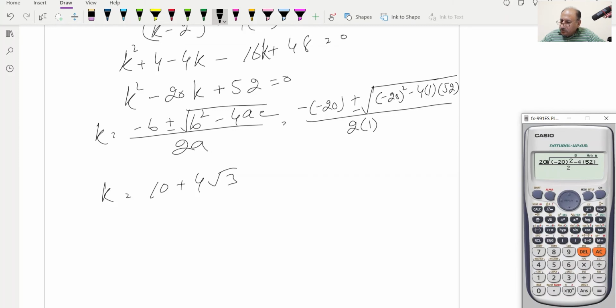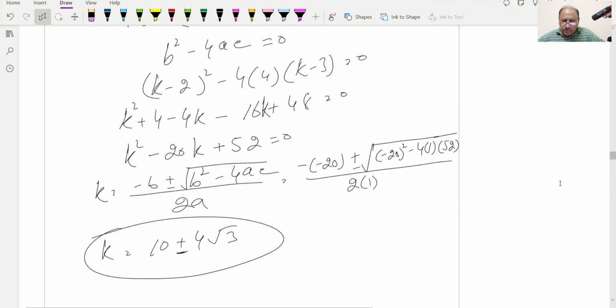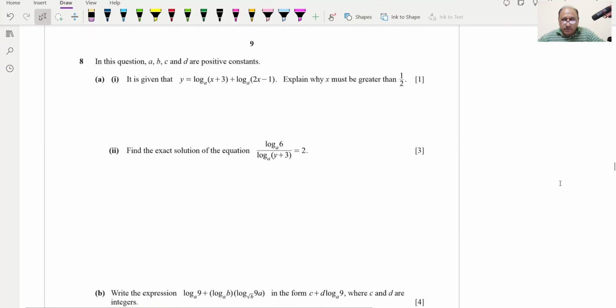and if we change the negative sign over here, this will give us 10 minus 4 root 3. So plus or minus, we can add the sign over here, so this will be the k value which we were supposed to find. And this was, I think, a 6-mark question. Yes, it was a 6-mark question which we are done with.